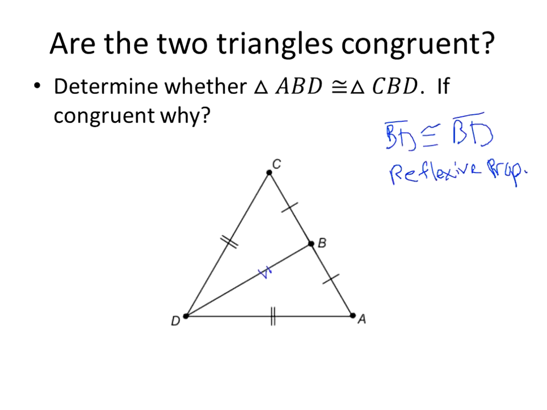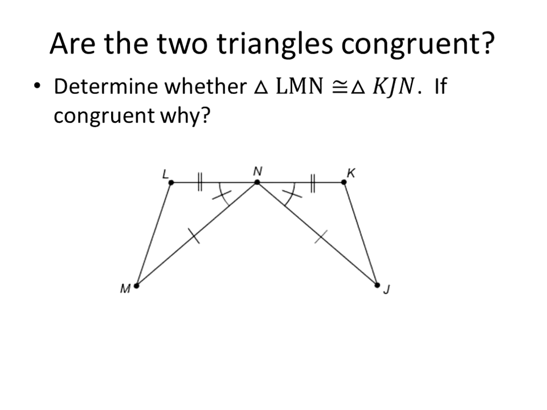Okay, so we've got the reflexive property there. So we can mark that 1, 2, 3. And since I've got one pair of sides that are congruent, two pairs of sides that are congruent, and a third pair of sides that are congruent, I can say yes, these two triangles are congruent based on side, side, side, which we just learned.